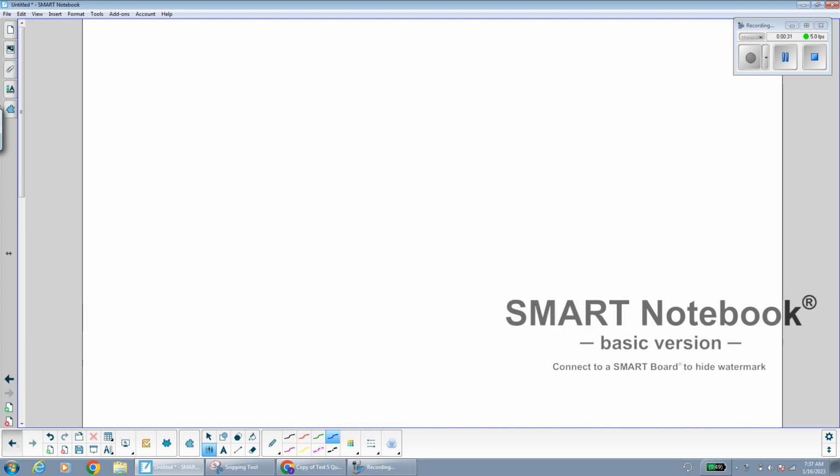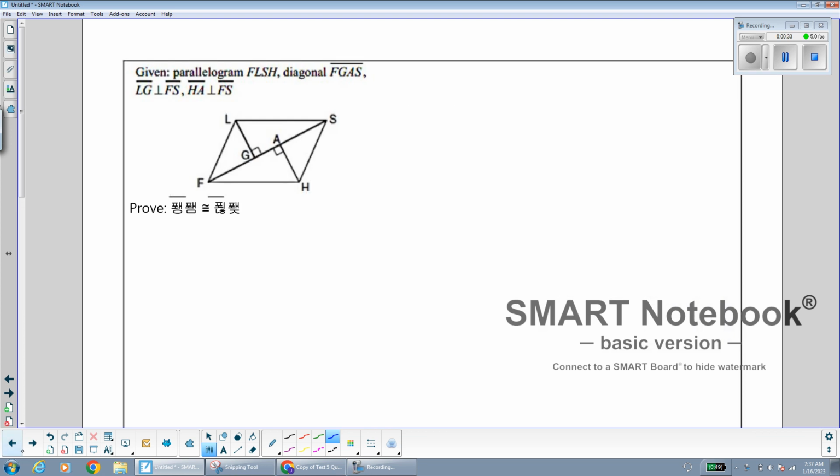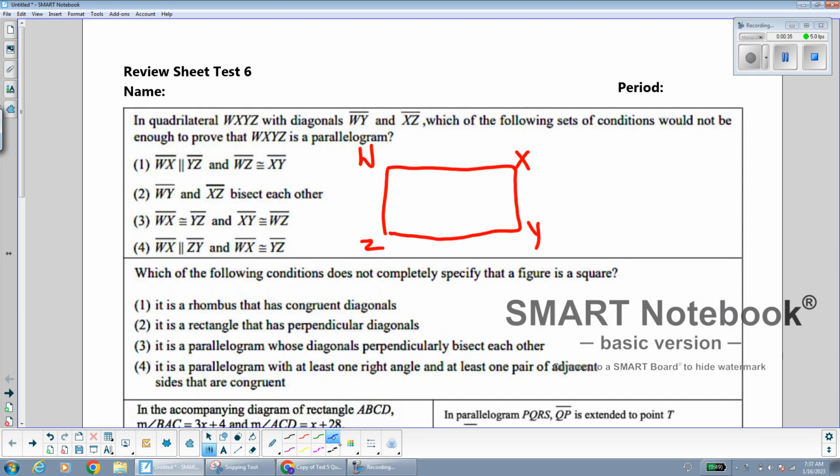So I'm going to start with the last answer choice for this one. So WX is parallel to ZY, and WX is congruent to ZY. This does prove that we have a parallelogram. Remember, we have a theorem that says if one pair of opposite sides is both parallel and congruent, then the quadrilateral is a parallelogram. So let me reset. Answer choice 4 does prove parallelogram, so it's not correct.